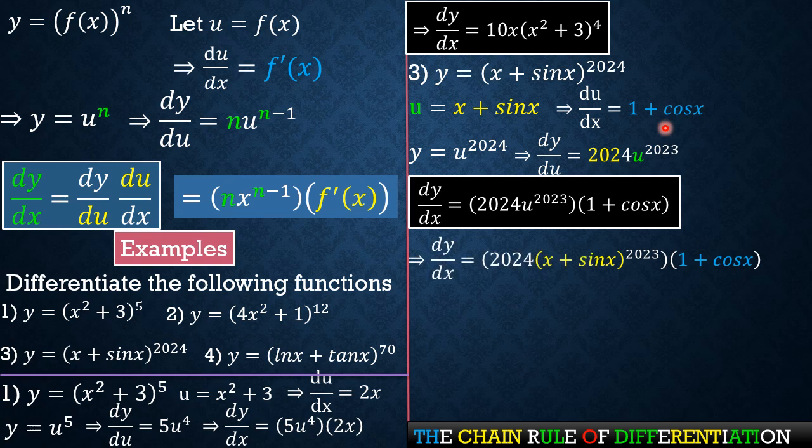That's what we have, friends. If we replace u with x plus sine x, we are going to have dy by dx equal to 24 into (x plus sine x) to the power 23 into (1 plus cosine of x). That's it, guys, that's the answer for this question. It looks pretty crazy, but it was so easy.